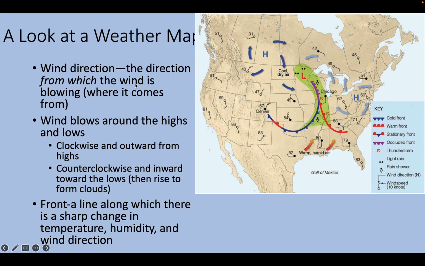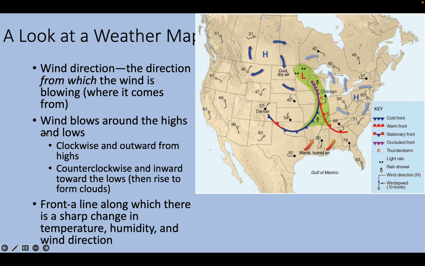Okay, wind direction is the direction from which the wind is blowing, or where it comes from. So you'll notice here it's pointing down and left, which would be southwest winds, meaning it's coming from the southwest. I want you to think about this as being like an arrow, and the wind speed, which is the lines off of the arrow, is where it's coming from, and then the dot would be pointing in the direction that it's going to. So that's important to know for wind speed.